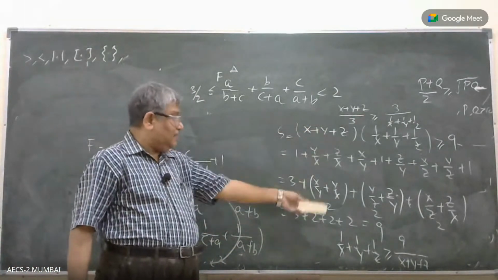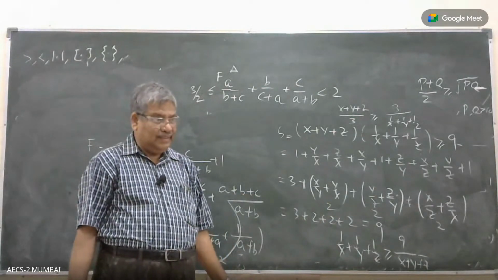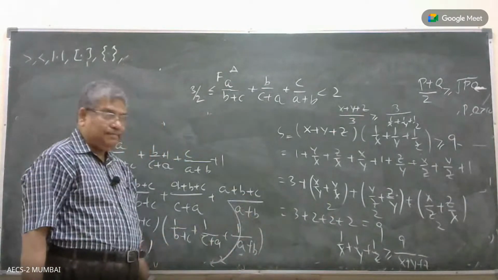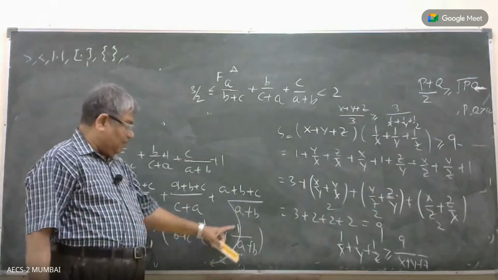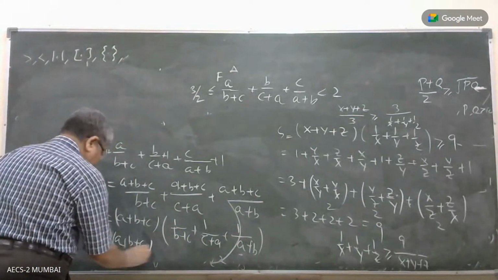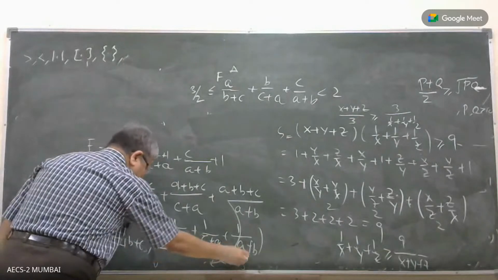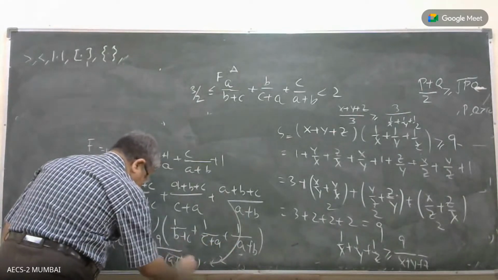AM-HM is written in this form. Correct? Can we use it here? So 1 upon x plus 1 upon y plus 1 upon z will be what? It will be greater than 9 upon this plus this plus this. Is that right? Is this correct?